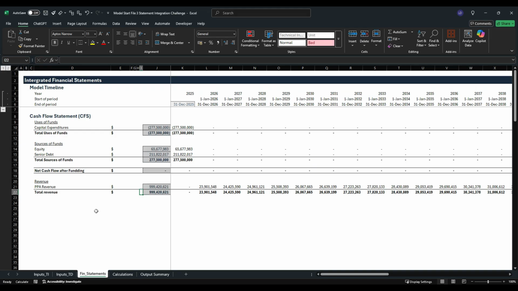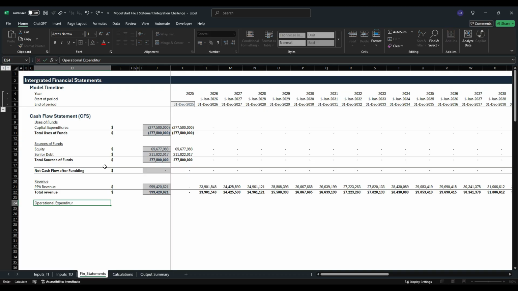So to reiterate, you can see that our project costs roughly $277 million, and over the 30-year asset lifetime, the project earns a total revenue of roughly $1 billion. So once we pull in our revenue, we can continue with our operational expenditures.